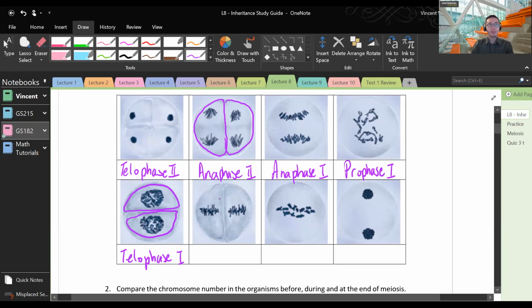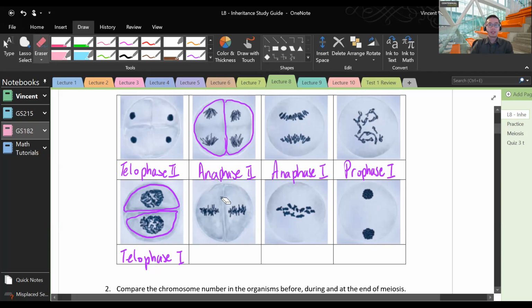Although you can kind of argue that it's a little bit hard to distinguish between telophase 1 and, say, prophase number 2. They do look kind of similar. I would say that in telophase 1, the chromosomes are not as concentrated, okay, as they should.